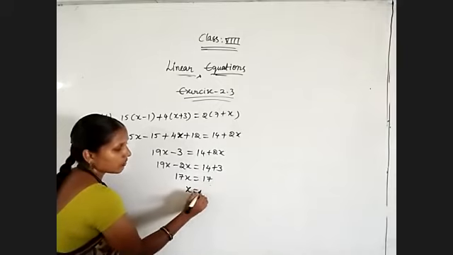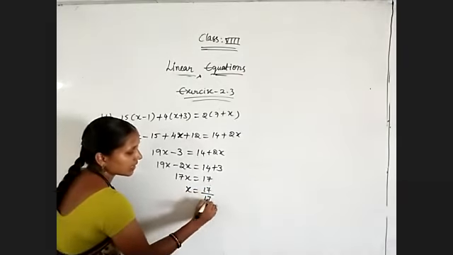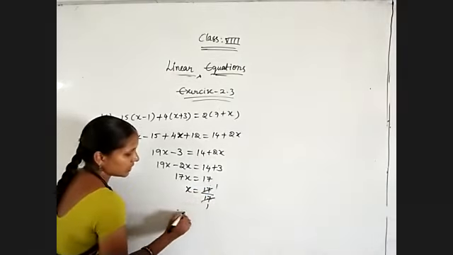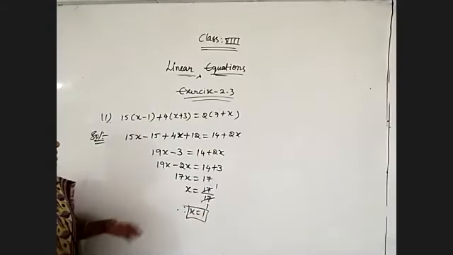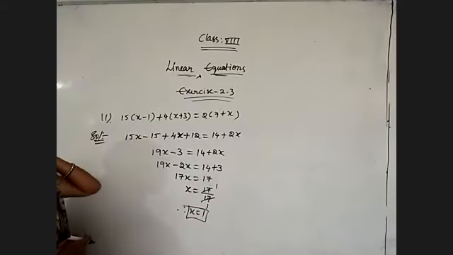X will be equal to 17 by 17. 17 ones are 17 ones. Therefore, x is equal to 1. So we got x value 1. Substitute to check whether it is correct or not.